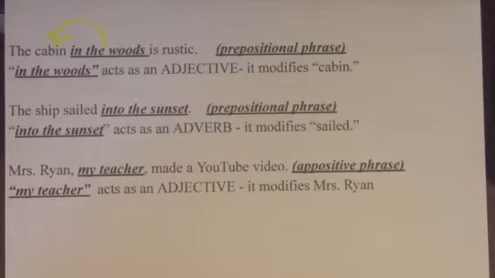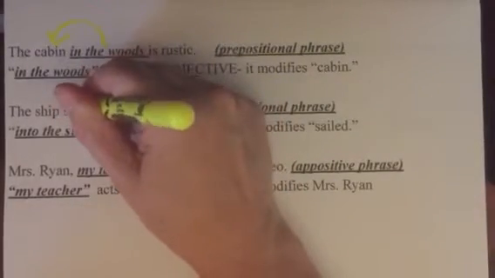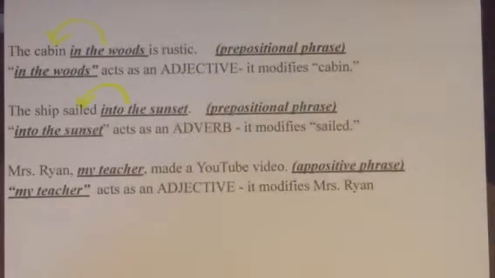The middle sentence. The ship sailed into the sunset. Into the sunset is our prepositional phrase. Well, what is it doing? It's talking about the sailing. And since sailed is a verb in this sentence, into the sunset modifies the verb, therefore it acts like an adverb. So that prepositional phrase is acting like an adverb.